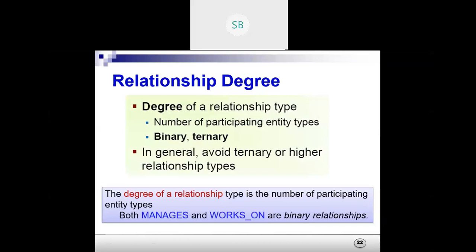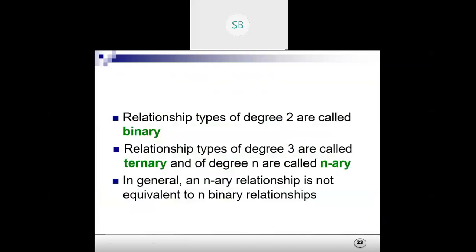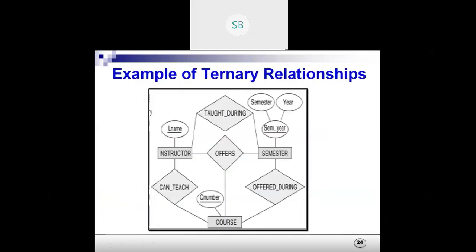It can be binary if there are two entities, or ternary or n-ary, depending on the number of entities. But in general, we should try to avoid ternary or higher order relationships. Relationship types of degree 2 are called binary, and degree 3 are ternary. Here, offers is the relationship, connected to the entities instructor, semester and course. So this is a ternary relationship because three entities are connected.